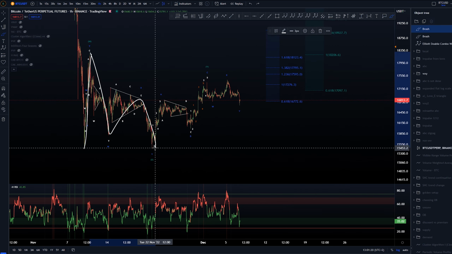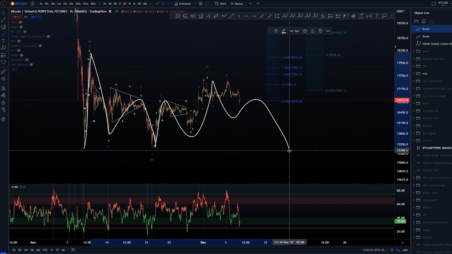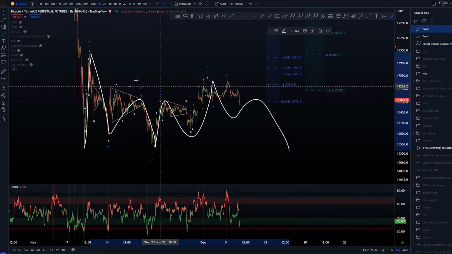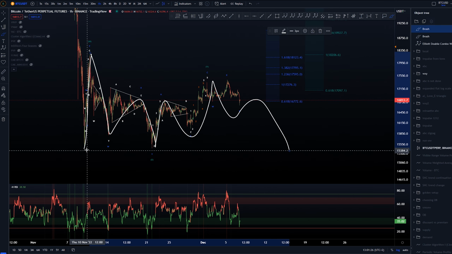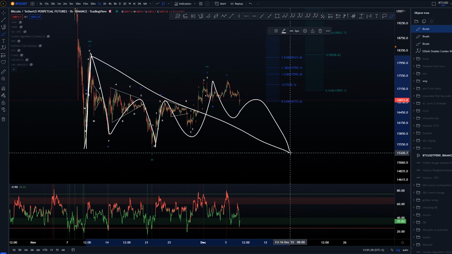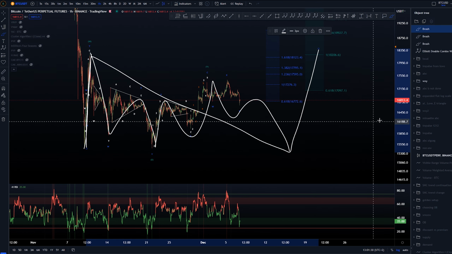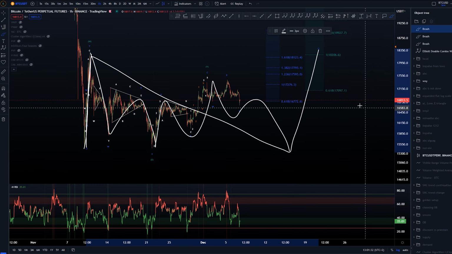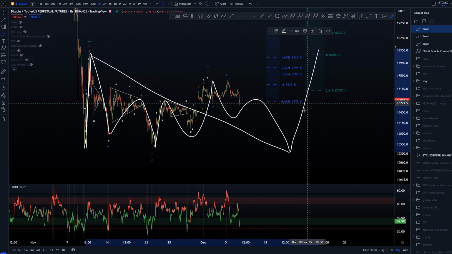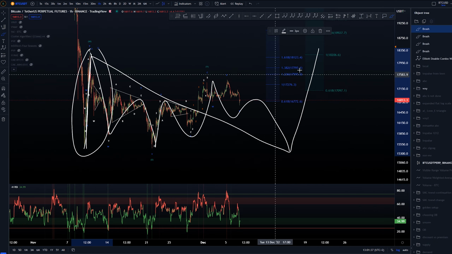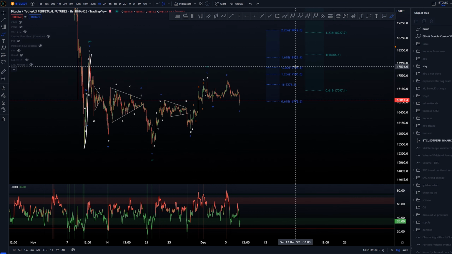So this would be W, X, and then looking for wave Y, right? So that would be basically the B wave of this structure before getting that third leg in, basically, right? So at that point we would have more symmetry between this first structure and the last than the current structures that we are currently playing with.